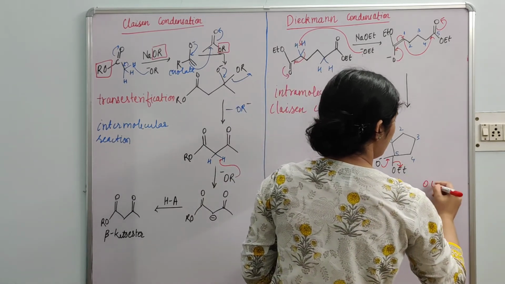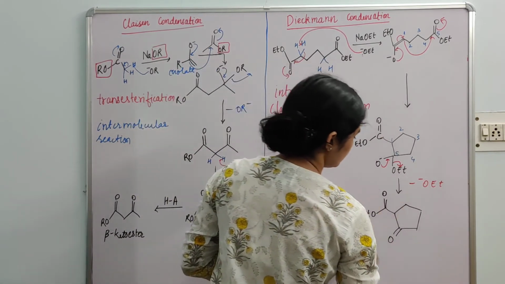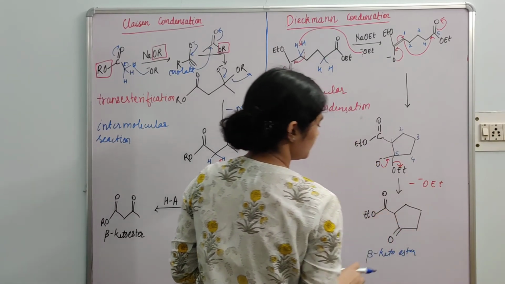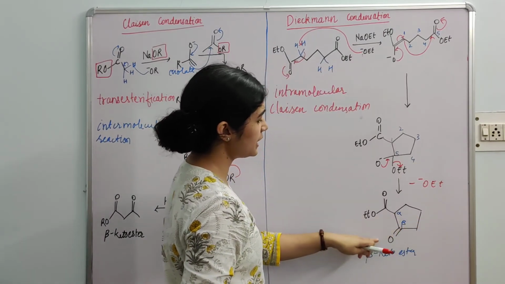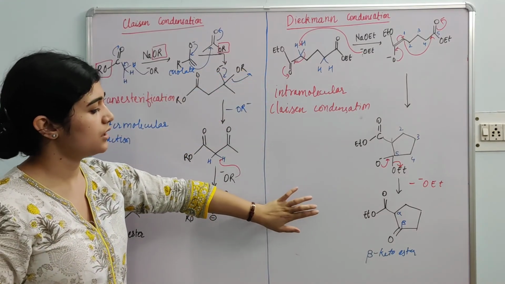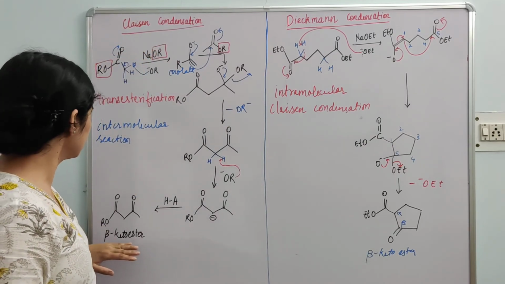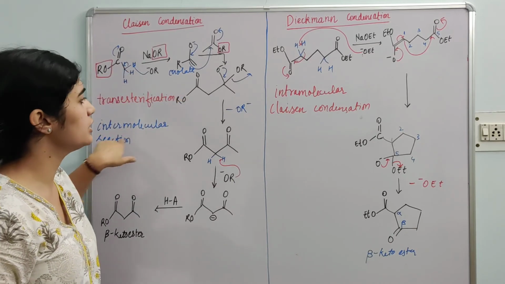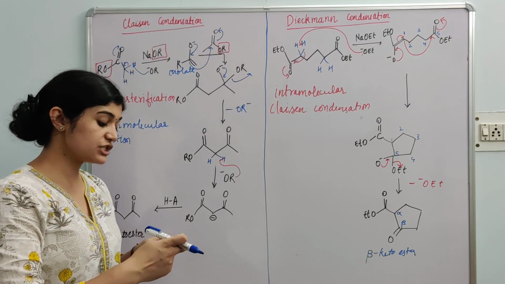OEt negative is being eliminated here, and you are getting a beta ketoester. If you see, this is the ester group, this is the alpha carbon, this is the beta carbon, so you are getting a beta ketoester. But in the case of Dieckmann condensation, your product is a cyclic beta ketoester, while in the case of Claisen condensation, it's an aliphatic beta ketoester. In this case, 2 molecules are reacting, so it's an intermolecular reaction, while Dieckmann condensation is an intramolecular Claisen condensation reaction.